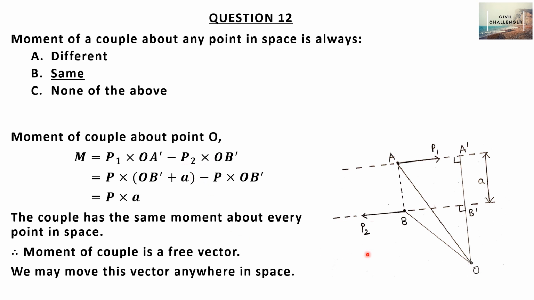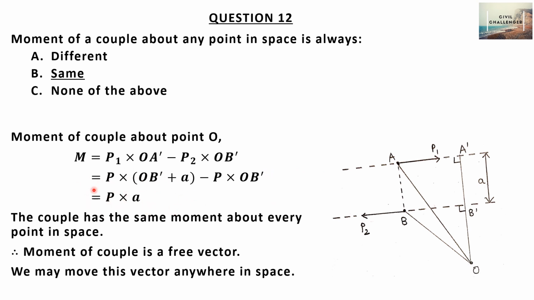Okay, and the moment of force P2 is P2 into OB dash. OB dash is the perpendicular distance between the point O and the line of action of force P2. Simplifying, we can say that P1 and P2 are equal to P. Okay, since these forces constitute a couple and the forces are equal in magnitude, let us say that the magnitude of this force is P. And from the figure, we know that OA dash is equal to OB dash plus A. Okay, so we can write that moment of the couple is equal to P into (OB dash plus A) minus P into OB dash. Simplifying, we will get P into A.